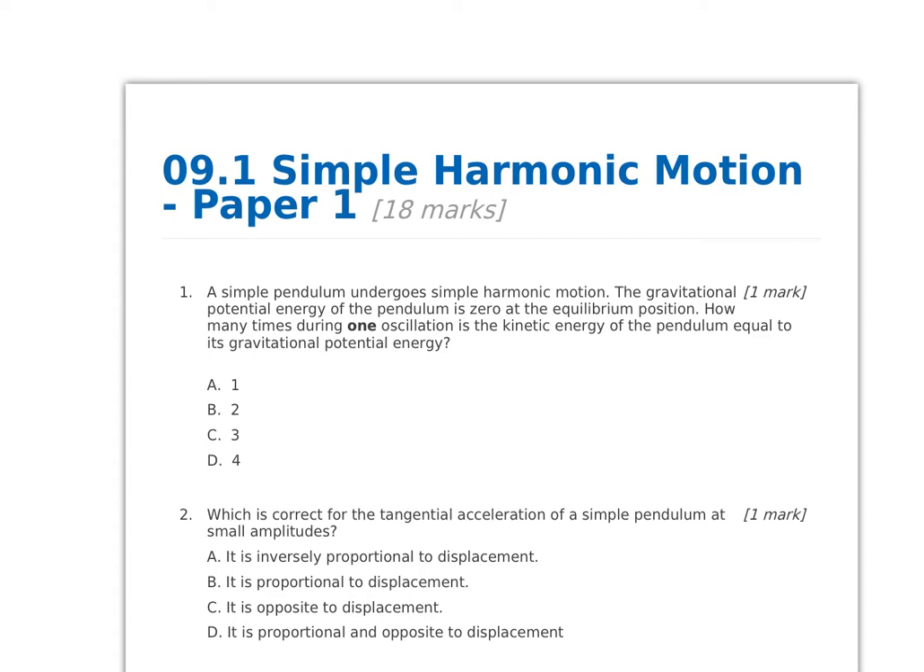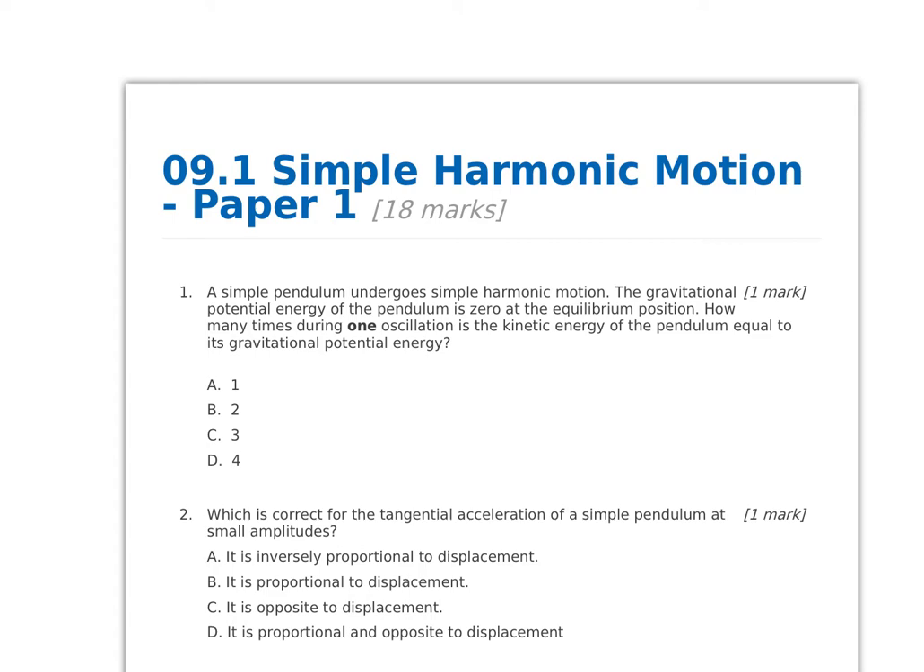So we have some paper 1 questions on simple harmonic motion. There are 18 of them, hence 18 marks. So first guy is simple pendulum, simple harmonic motion. It tells about gravitational potential energy at the equilibrium position. It says that it's 0. That makes sense because it's the lowest point.